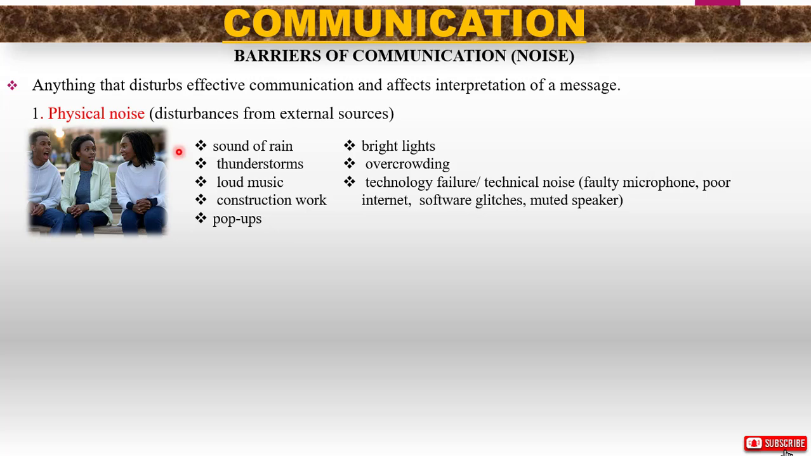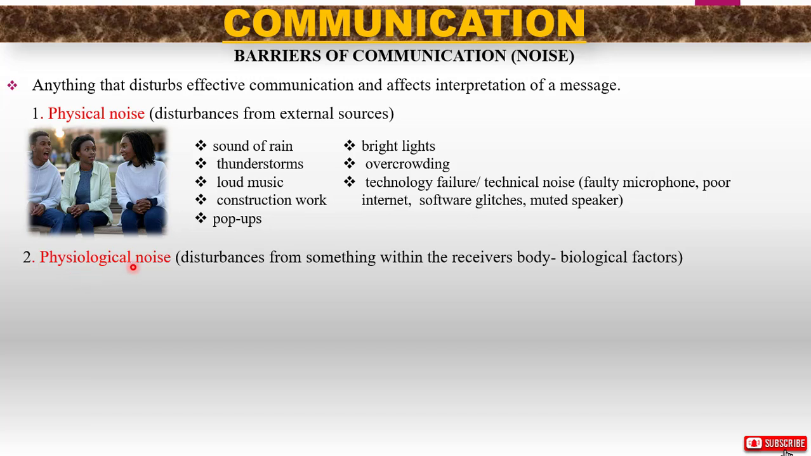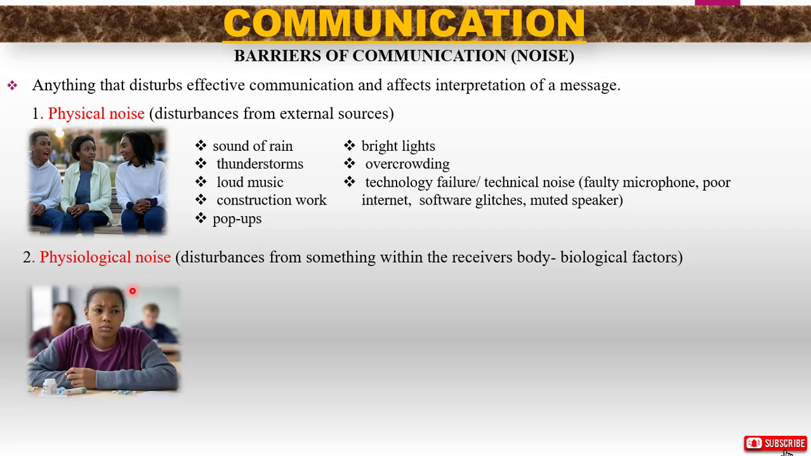Which other type of communication barrier do we have? We have the physiological noise. This is the disturbances from something within the receiver's body. So we can say it is caused by biological factors. So what are some of the things that can affect your body which will also in turn affect effective communication? Some include when you are medically unfit. Let's say you are sick or suffering from headache. Whatever goes on within your body which causes disturbances will be a biological factor.